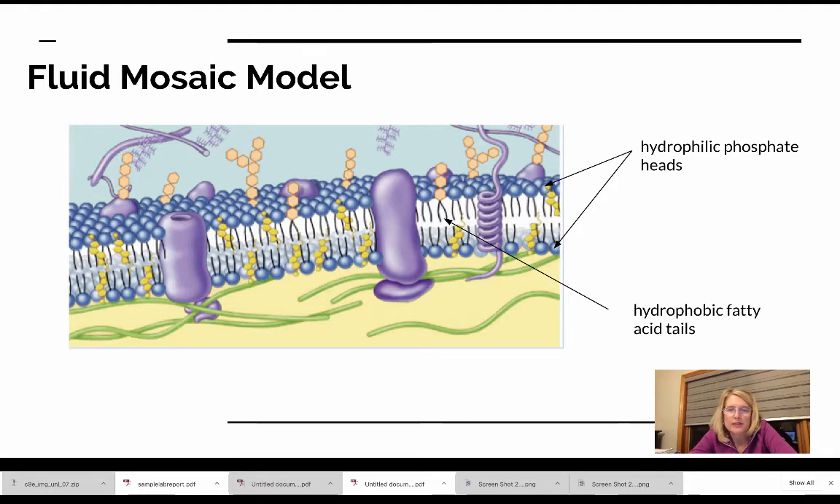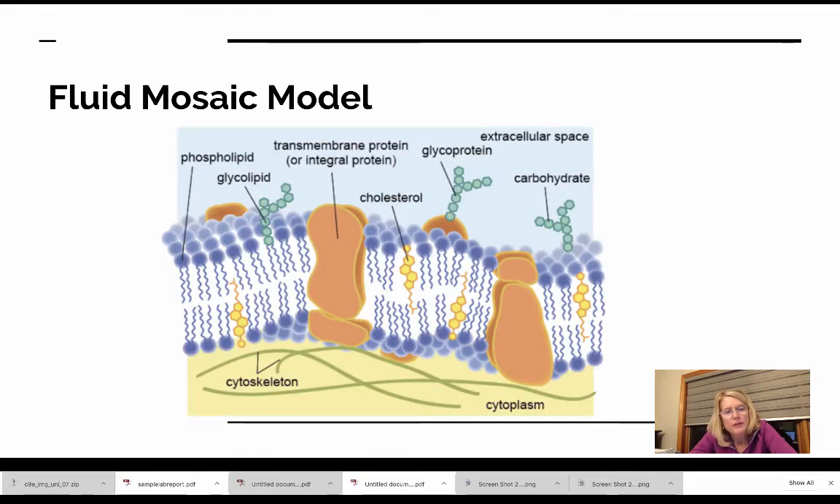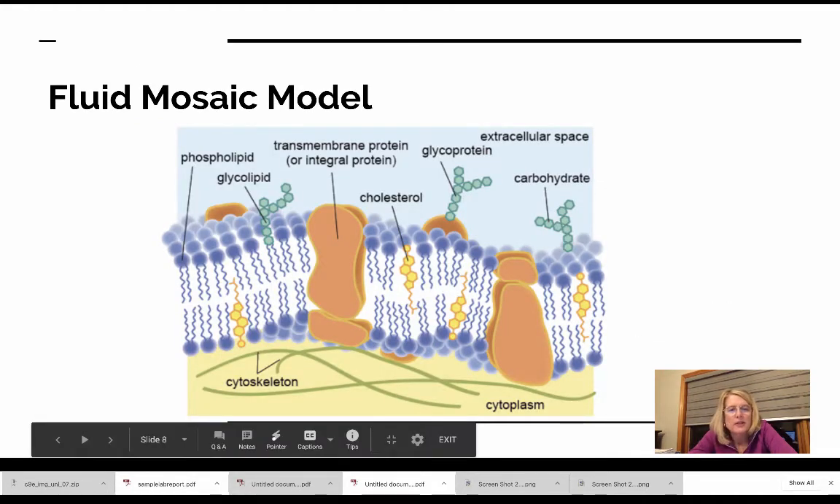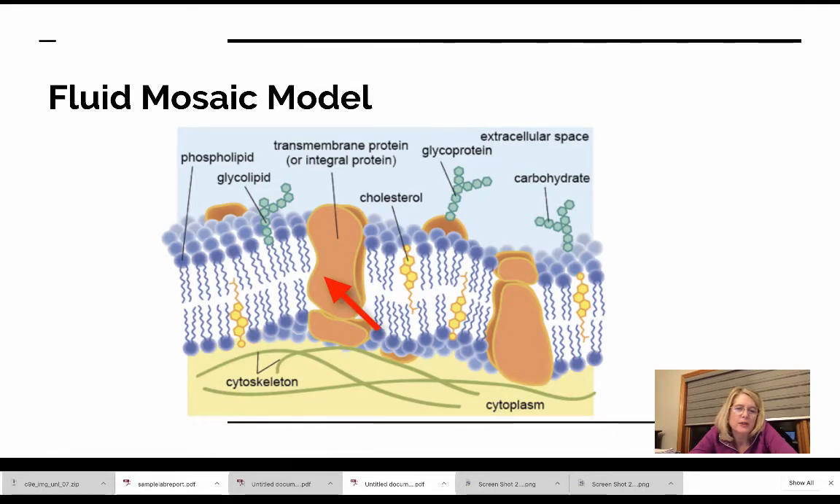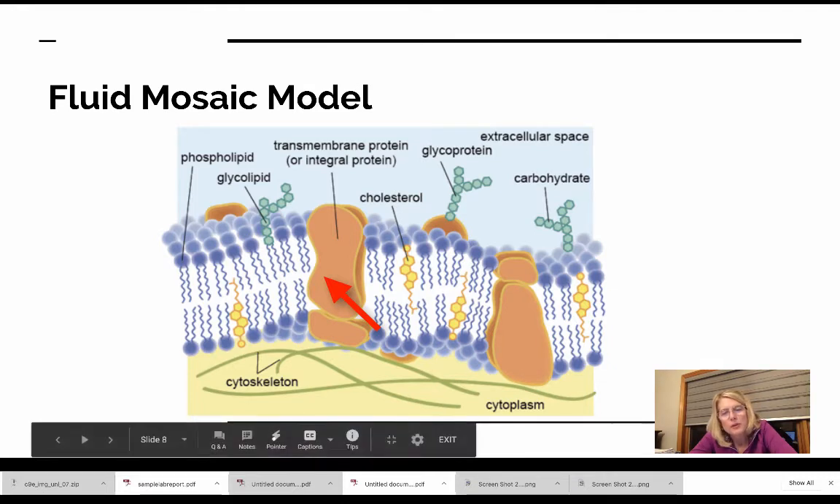Okay, so we talked about this. Hydrophilic phosphate heads, hydrophobic fatty acid tails forming that structure. And now if we look at the components themselves, you'll see that these big transmembrane structures that are kind of spanning the whole bilayer, these are proteins. So the orange components are proteins. Some of them go all the way through.